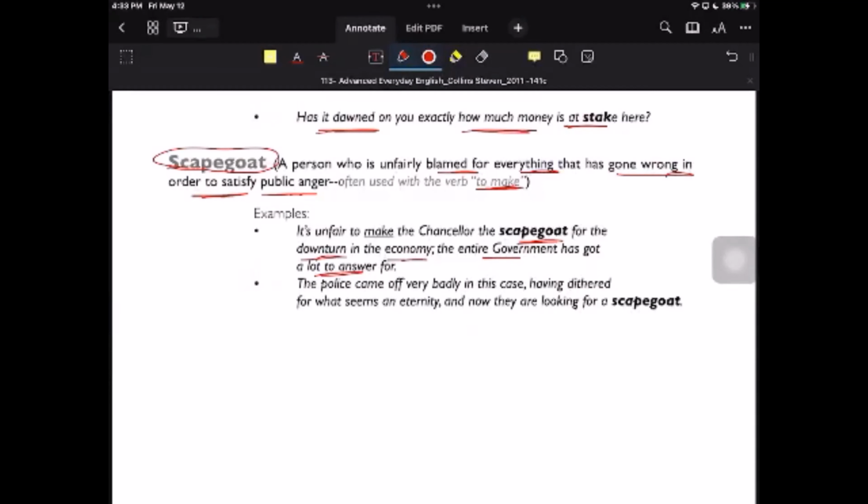The police came off very badly in this case, having dithered for what seems an eternity, and now they are looking for a scapegoat.